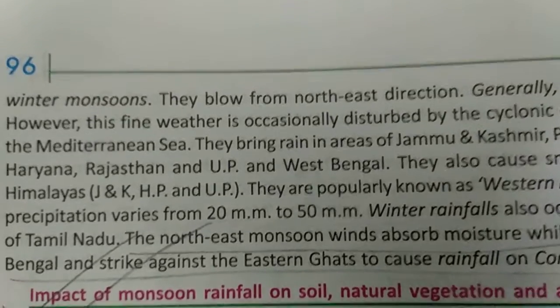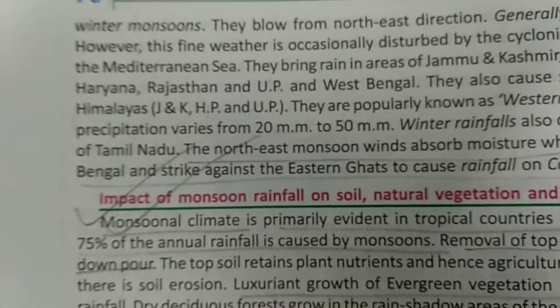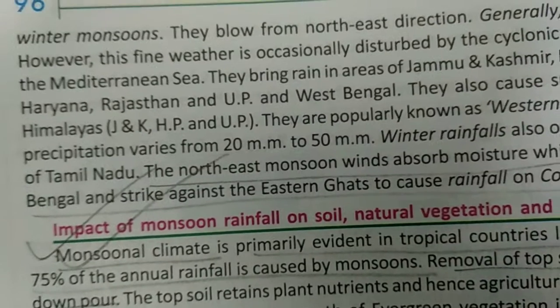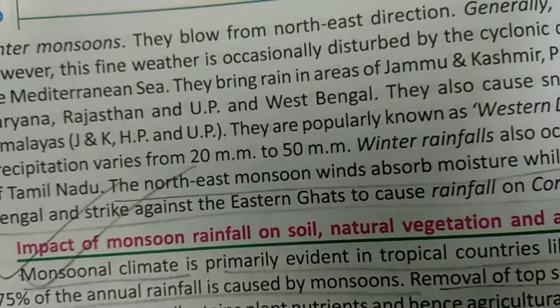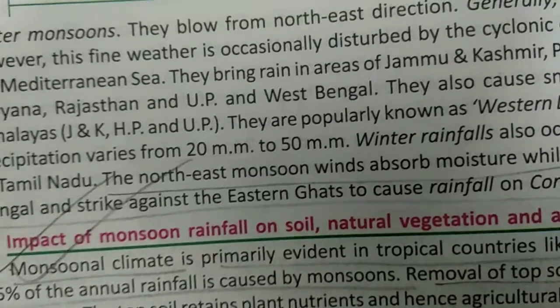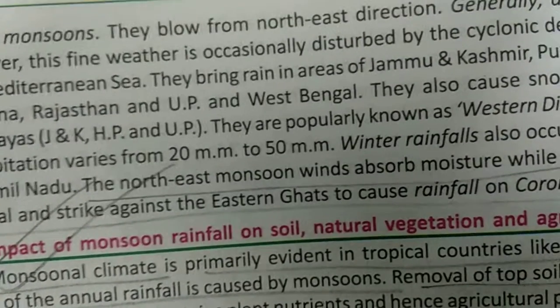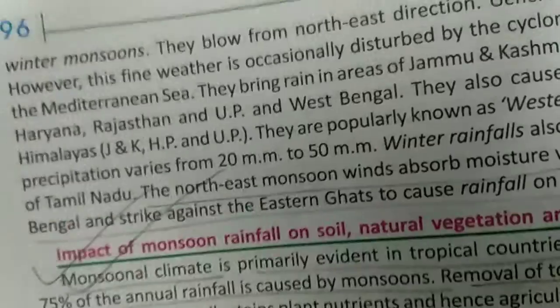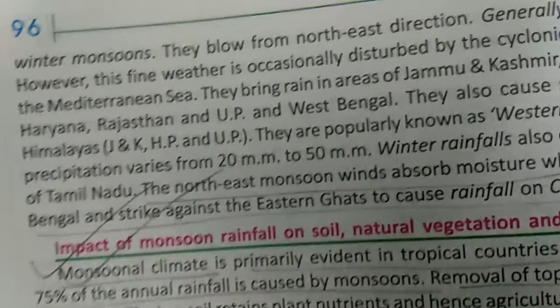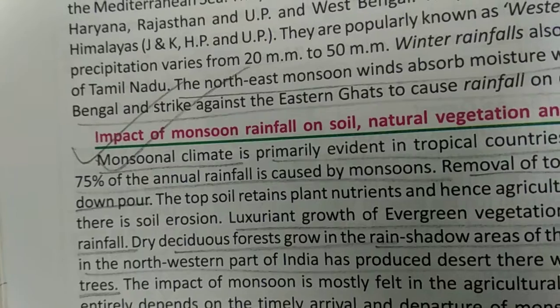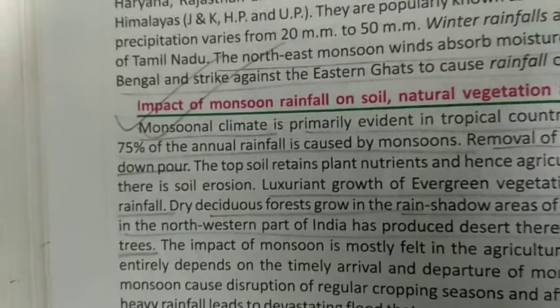Winter rainfall also occurs along the coastal strips of Tamil Nadu. The northeast monsoon winds absorb moisture while blowing over the Bay of Bengal, and when they strike the Eastern Ghats, they give a good amount of rainfall, known as the Coromandel coast rainfall. Now, the impact of the monsoon.